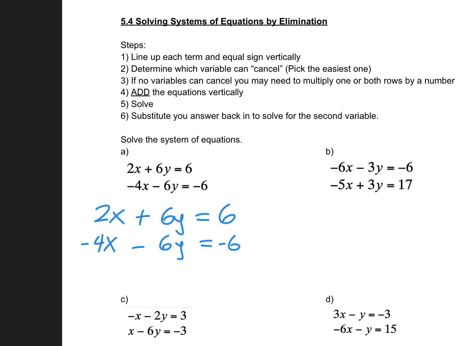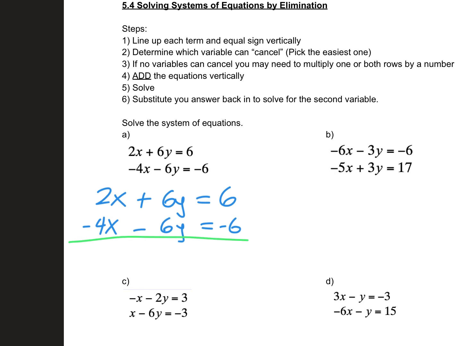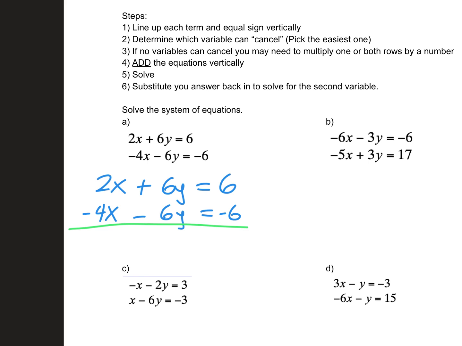So because of that, we're going to go ahead. Step 3, you only do if none of your variables will add to 0. So we can skip that one for this problem. Then we'll go to step 4, where you're going to add the equations vertically. So here's what that looks like. I'm going to draw a line underneath, and we are going to just add these terms. Top to bottom, I have 2x plus negative 4x, or you can think of it as 2x minus 4x, and that will give me negative 2x.